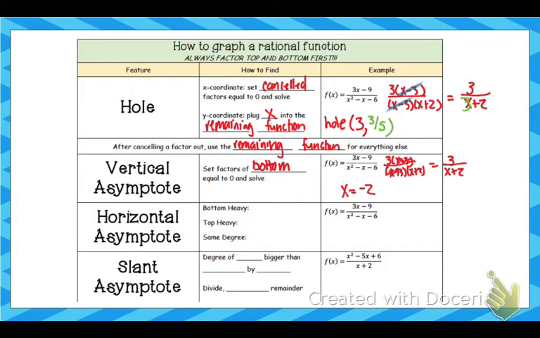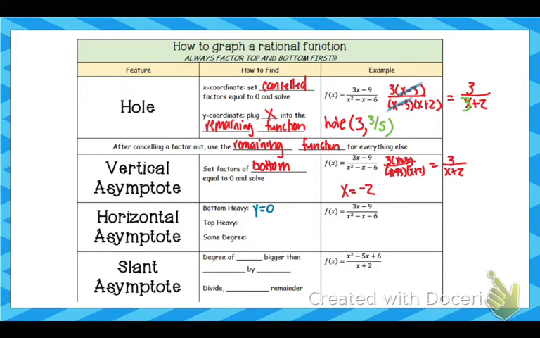All right, horizontal asymptotes. The math behind these is actually really easy, but this one has the most rules to remember. So what we do to find a horizontal asymptote is we look at the degree of the top of the function and the degree of the bottom of the function. Remember, the degree is the biggest exponent when it's in standard form, or we add up all the multiplicities if it's in factored form. If our graph is what we call bottom heavy, so the degree on the bottom is bigger, our horizontal asymptote is y equals 0. We don't have to do any work, it's just y equals 0.